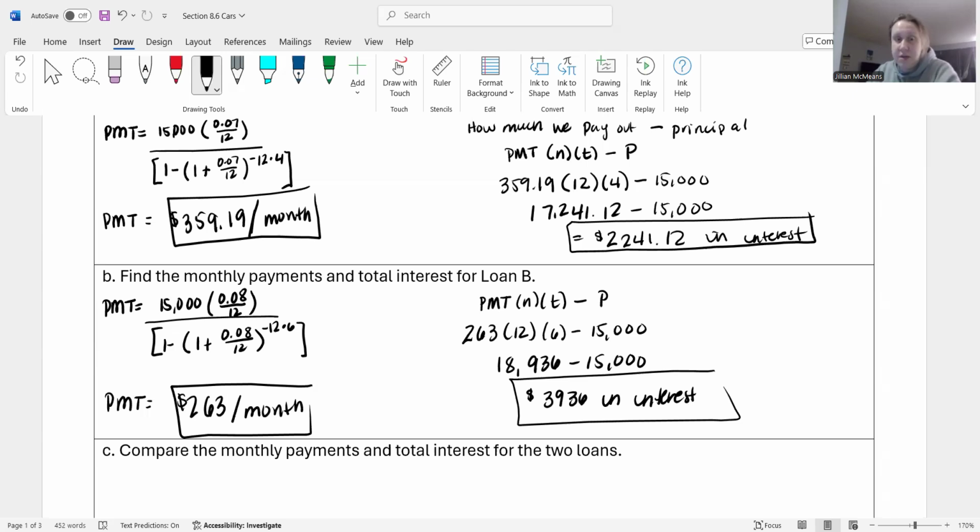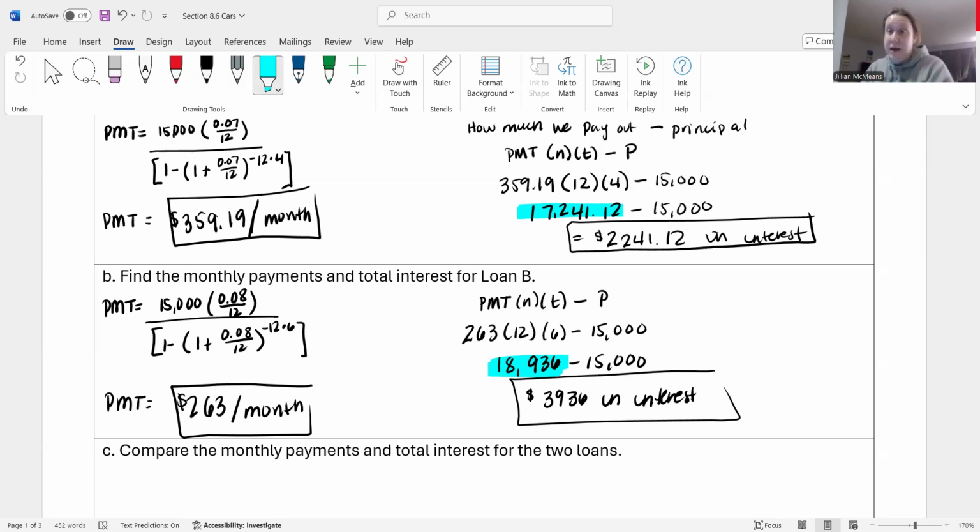So it says for Part C, compare the monthly payments and total interest for the two loans. So basically, if you choose the 4-year loan, you have a higher payment, but you pay less overall. Okay, so I'm going to highlight two really important numbers here. This number and this number. That's how much you actually pay out. Okay, it's the same car. It's still 15,000, but you've got two different loan options.